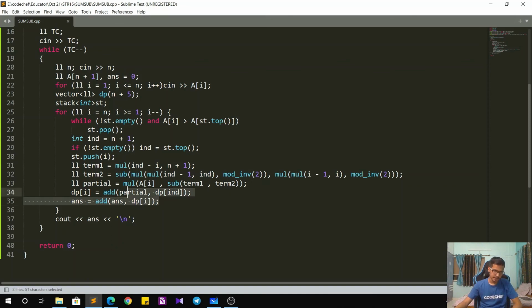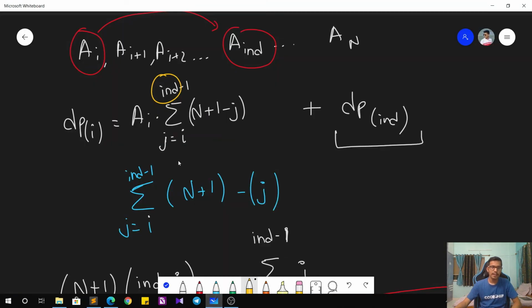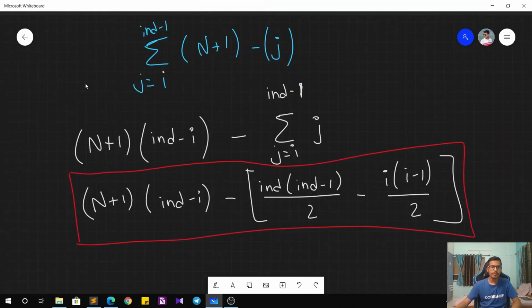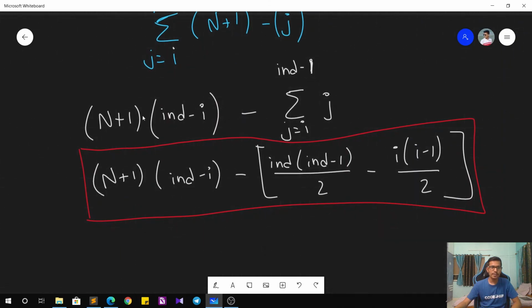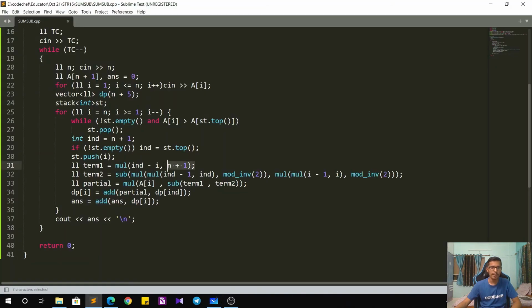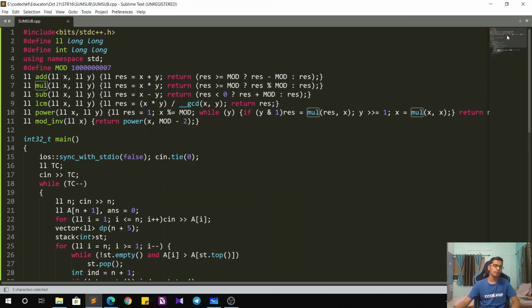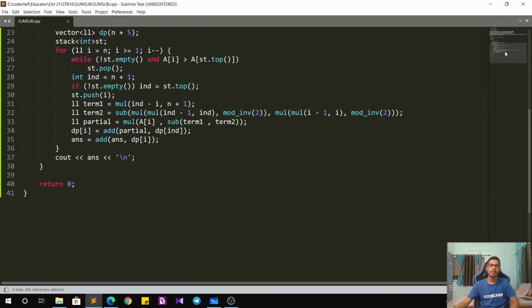And then this is the maths. Now you might be wondering that what we saw was a little different and what you are seeing here is different. But they are actually the same. If you see over here, we are multiplying n plus 1 into IND minus I. So this is the term 1. This you can see over here. I have multiplied these two terms. This function MUL is because we have to do all the operations modulo 10 to the power 9 plus 7. So these are my modulo operations which take care of all the modulo things.